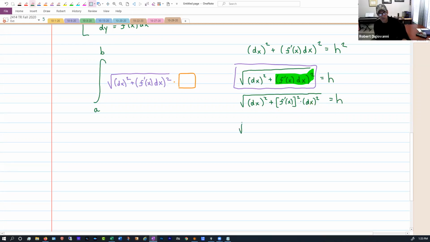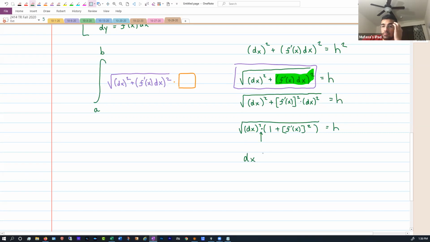No, we're not integrating, just algebra. Pull a dx squared out of them, right? 1 plus f prime x squared. So they both have dx squared, so I factor out a dx squared. Do y'all agree that this is what we would get? Okay, and now because there's multiplication between them, you can take the square root of each one individually. And what would be the square root of dx squared? Dx. That's dx. And then the other one, you can't get around it. You just have to take the square root of it.